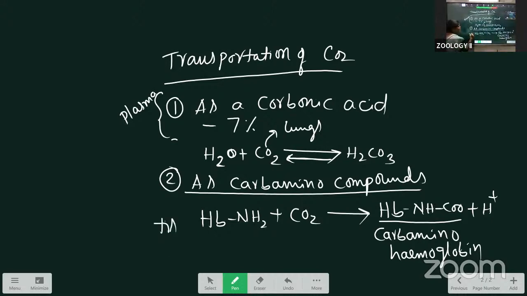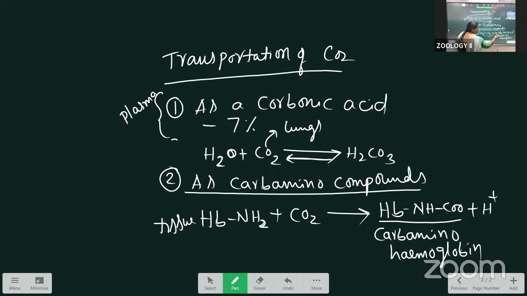Where? Inside the tissue place. Inside the tissue, the PCO2, carbon dioxide, after the metabolic activity, CO2 is more. That CO2 combines with the hemoglobin, RBC containing the hemoglobin containing the amino group. With that amino group, the carbon dioxide is added and forms carbamino hemoglobin, in the tissue place, like this reaction.